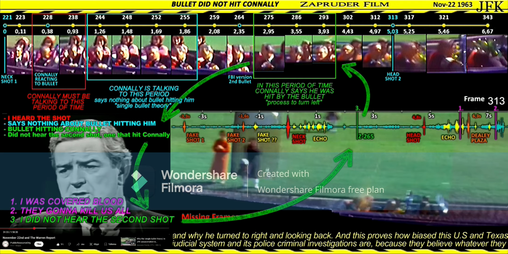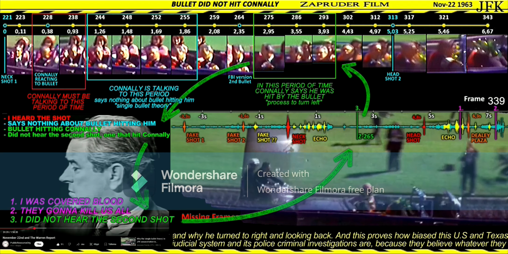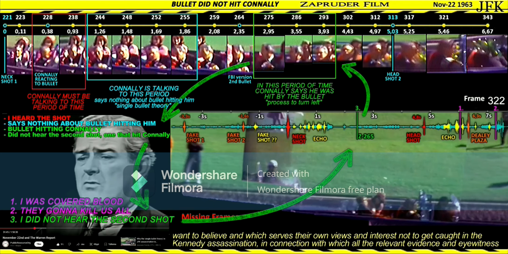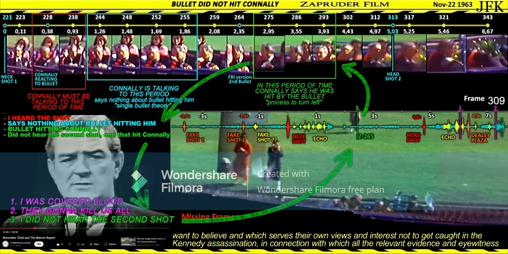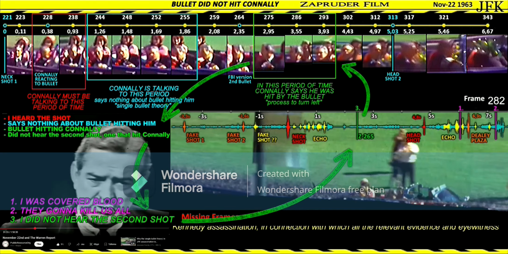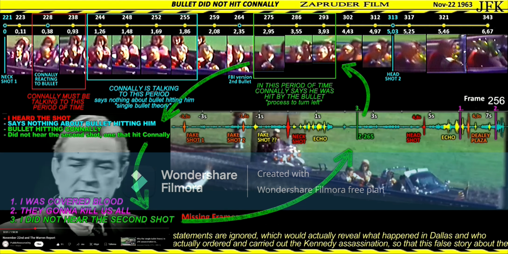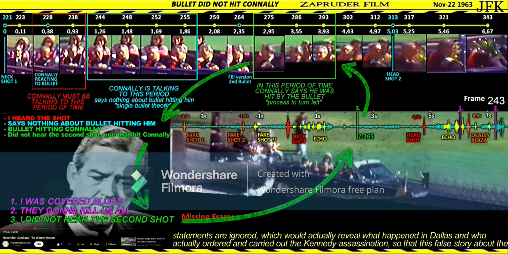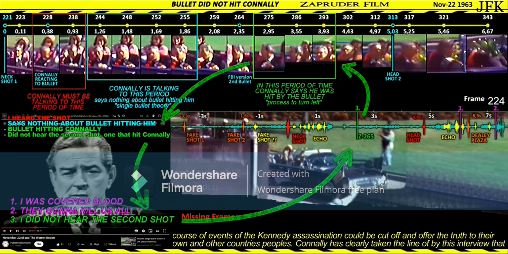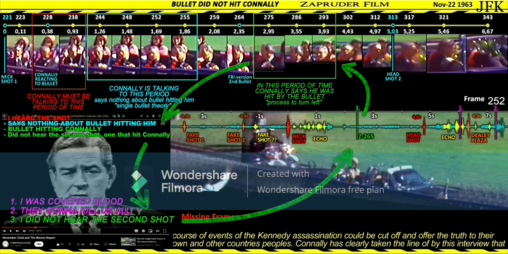And this proves how biased this US and Texas judicial system and its police criminal investigations are, because they believe whatever they want to believe and which serves their own views and interest not to get caught in the Kennedy assassination, in connection with which all the relevant evidence and eyewitness statements are ignored, which would actually reveal what happened in Dallas and who actually ordered and carried out the Kennedy assassination, so that this false story about the course of events of the Kennedy assassination could be cut off and offer the truth to their own and other countries' peoples.